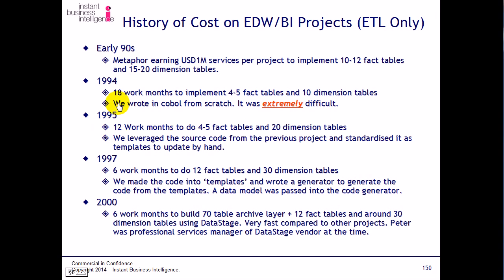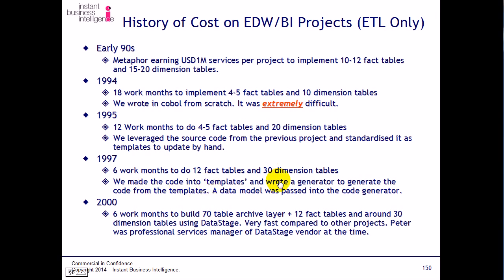In 1995, having had this experience, it took 12 work months to do 4 or 5 fact tables and 20 dimension tables, and we leveraged the source code from this project and standardized it as templates to update by hand. In 1997, it took 6 work months to do 12 fact tables and 30 dimension tables.